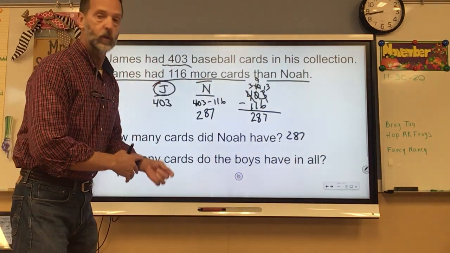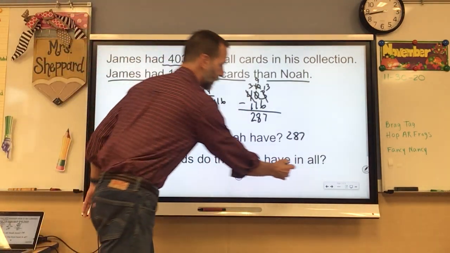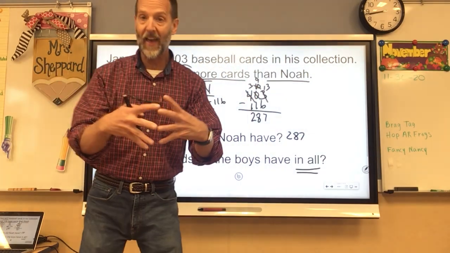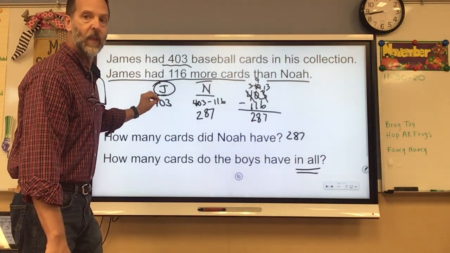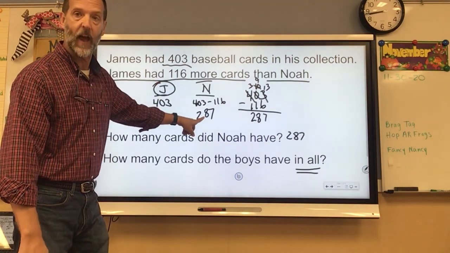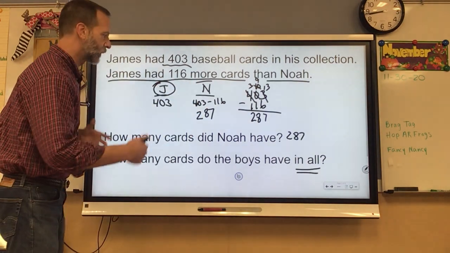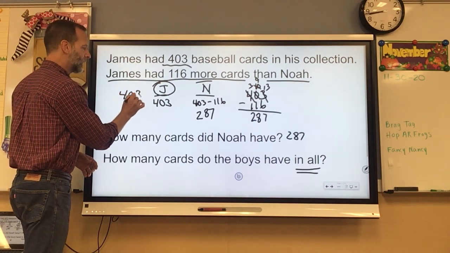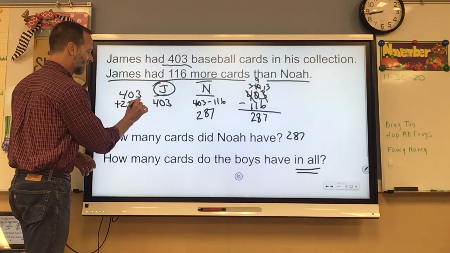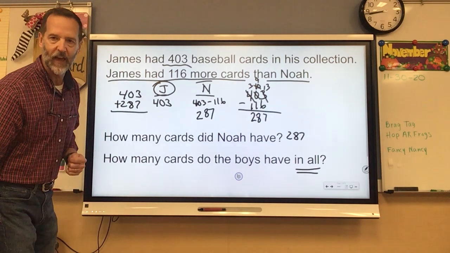Well, now you got to take in all. In all tells us to do what? Tells us to add, put it together, right? So now I've got to take James's number and Noah's number that I just figured out, and I've got to add them. I have to do that to figure out the total. So I would have to do 403 plus 287 and add them together.